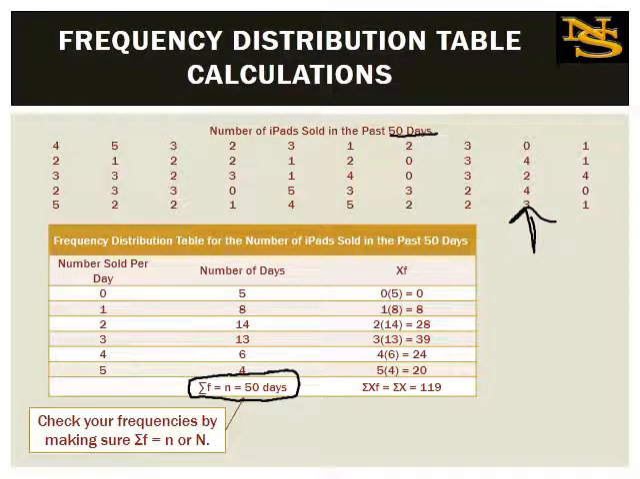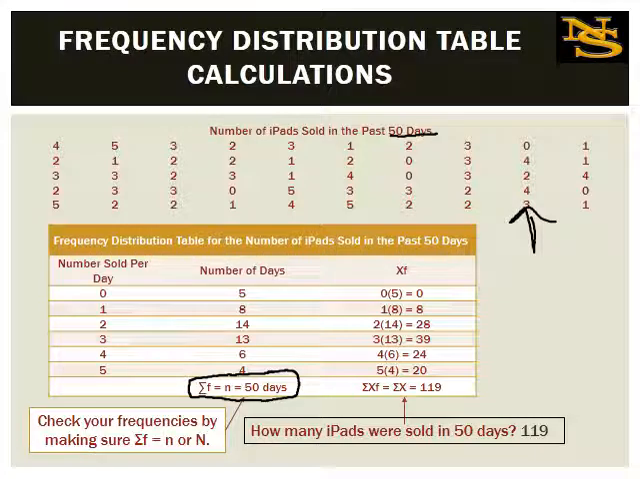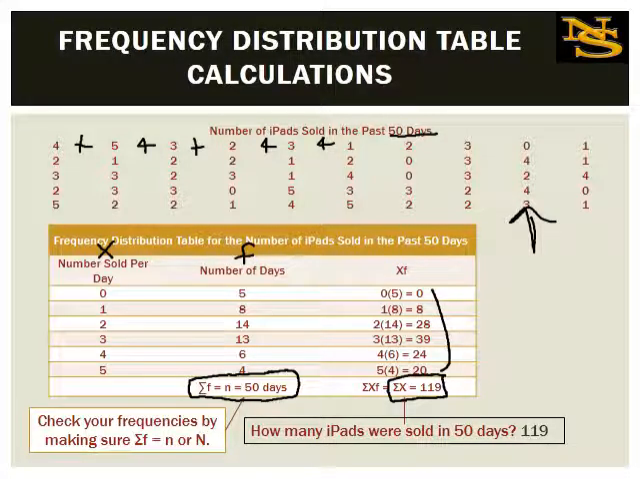But let's say that you wanted to know how many iPads were sold in 50 days. So as opposed to saying, okay, what's 4 plus 5 plus 3 plus 2 plus 3 plus 1, all those numbers added together, you can use your frequency distribution table by taking your X, the actual value, how many were sold, times the frequency, how many days did you sell that many, to get these values here. Then you add those values up, and you can see that over the course of 50 days, we sold 119 iPads. So that's your sum of X, your sum of all of the numbers added together.